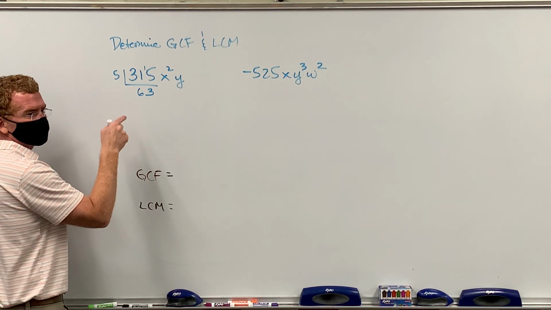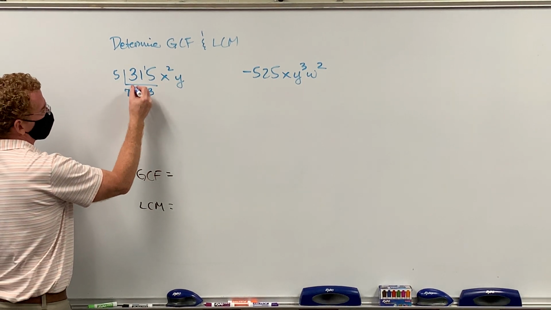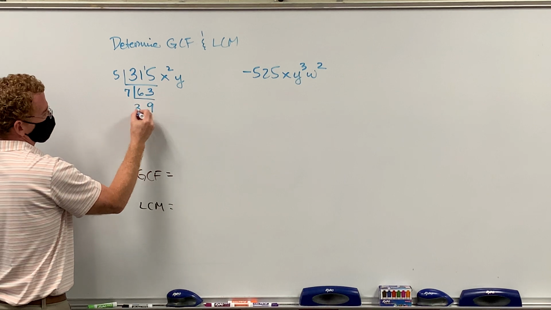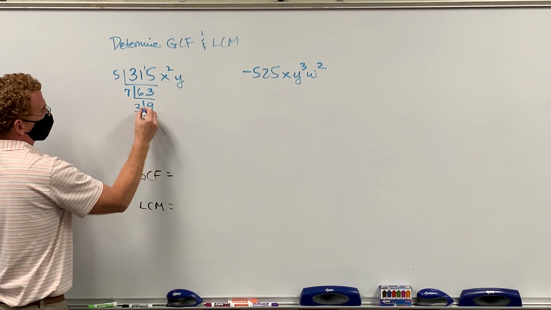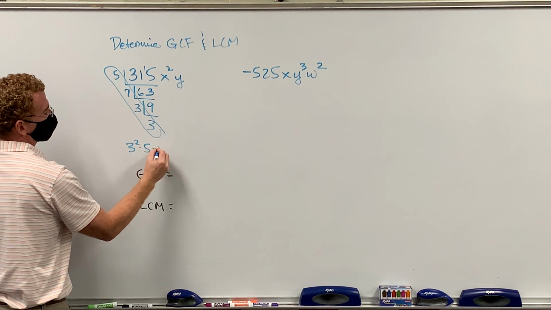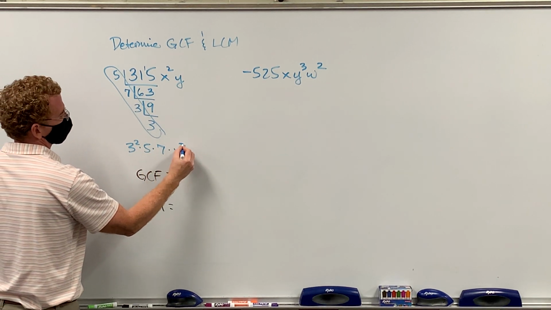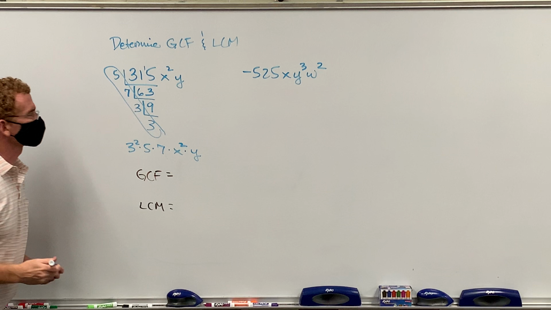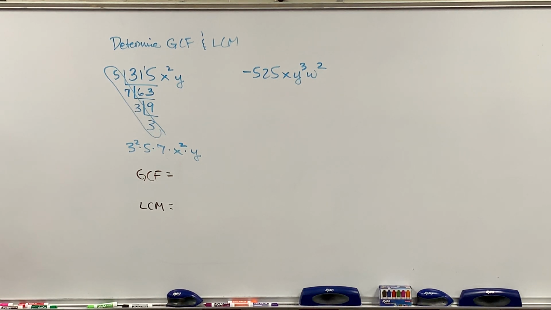And then you know that 7 goes into that 9 times, and a 3 goes into 9 3 times, and there it is. 3 squared, 5, 7, and of course x squared and y. And then what goes into that negative 525?